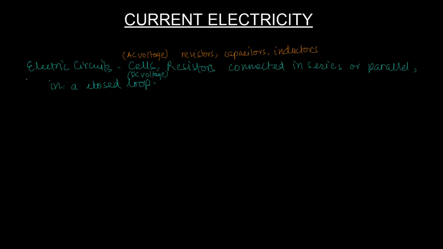So currently we are concerned only with the cells, that means a DC voltage source that causes the current to flow, and resistors connected in maybe any fashion that is given. They could be either in series or in parallel, and there are ways in which we can find out how something is in series and how something is in parallel, but that we'll go into later. Now, let me draw a sample circuit for you.